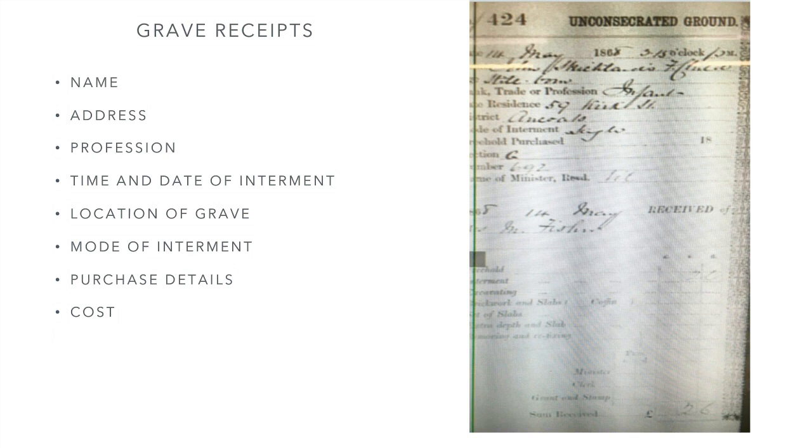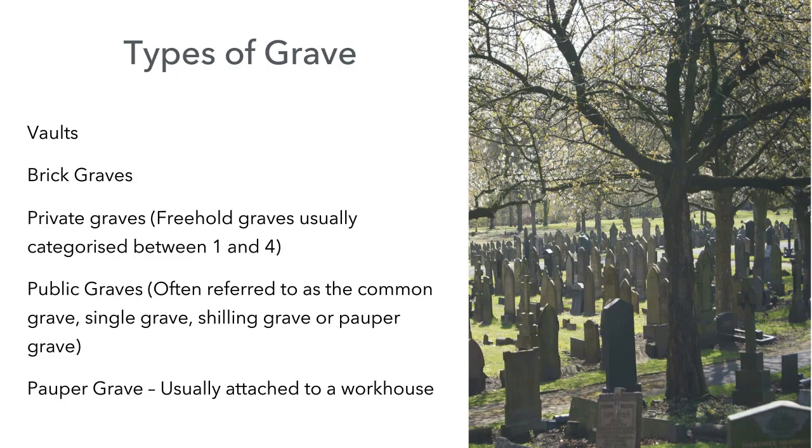So we're going on to types of grave, because you may come across some of these when you do your research. So we have vaults, very expensive, the creme de la creme of graves within the cemetery. We have brick graves. We have private graves. You may also see freehold graves. Usually they are categorised by class. You've got 1 to 4.